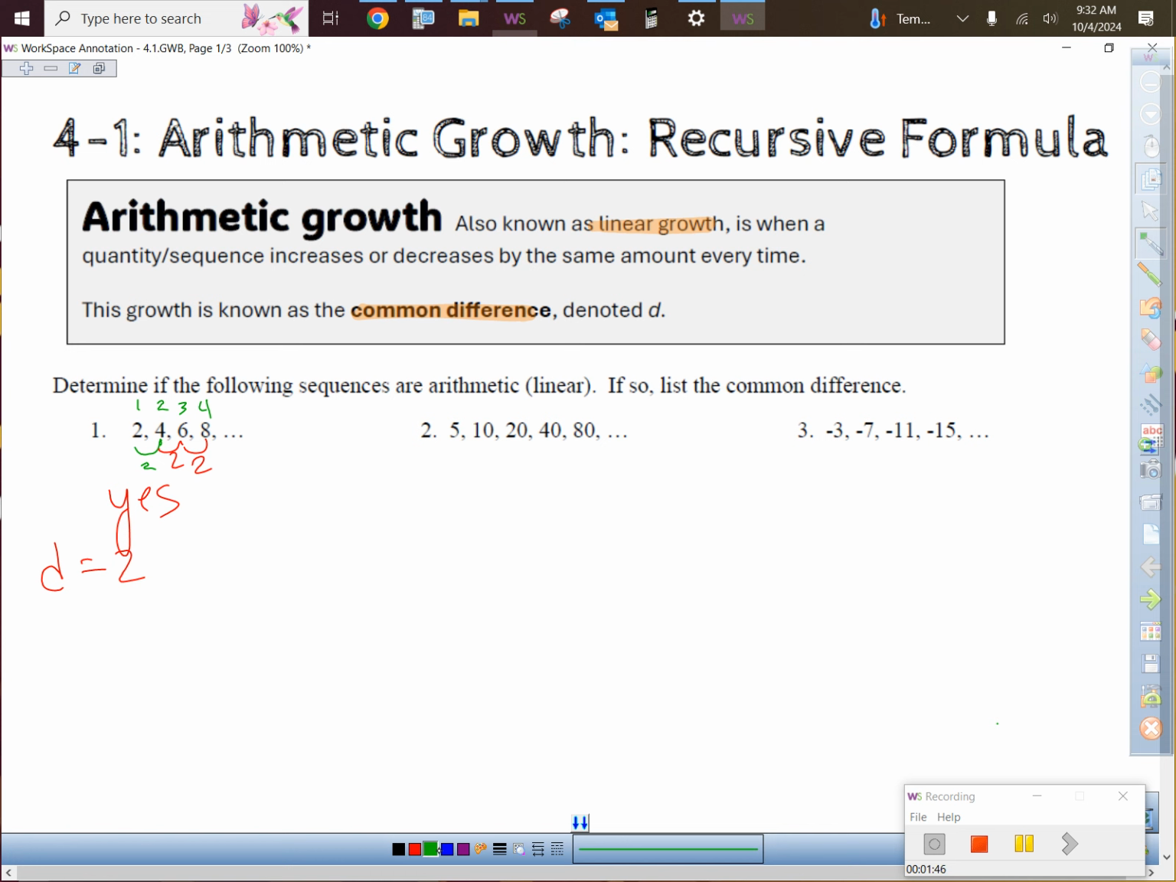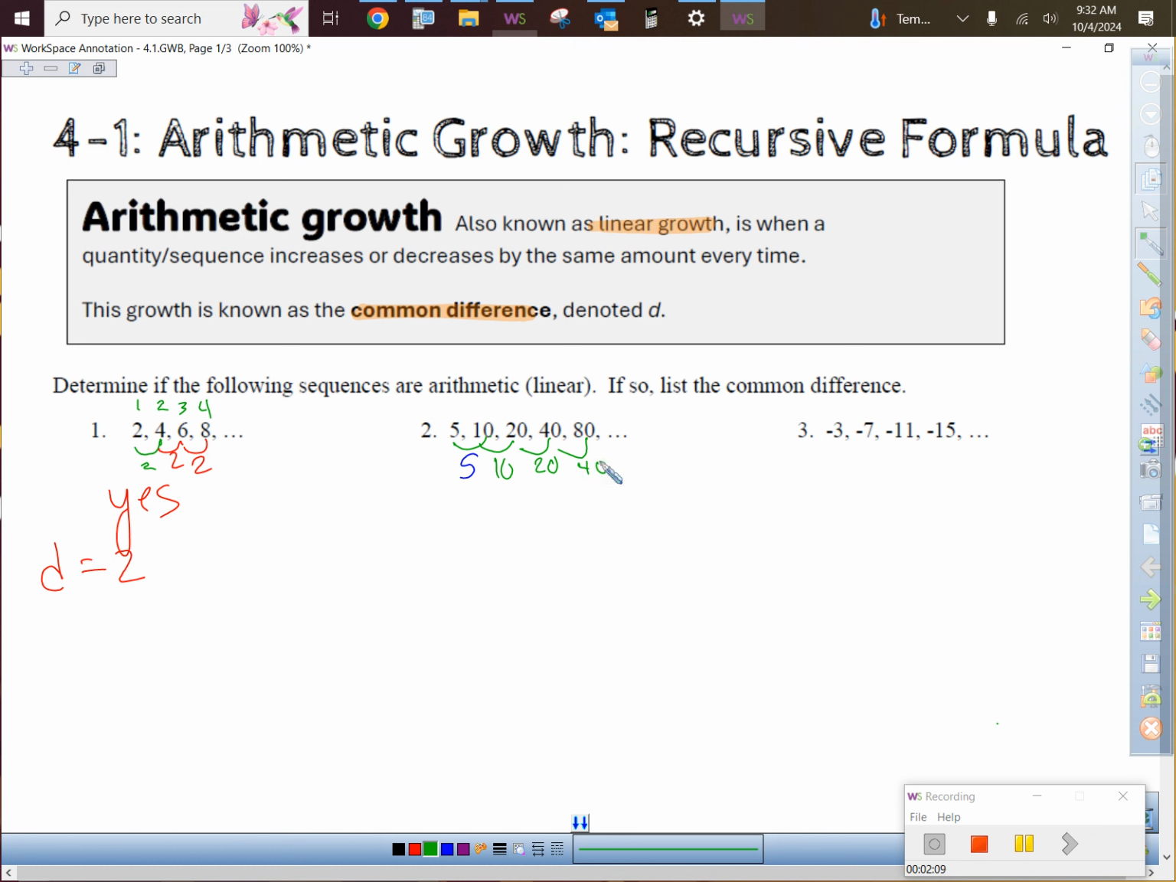So let's try this again. What would be the difference between these two terms? If you did 10 minus 5, what would be that difference? 5. Cool. What if I did the difference here? 20 minus 10. Do I get 5 again? What do you get? 10. And then if you do it here, you get 20. And if you do it here, you get 40. This is not an arithmetic sequence.